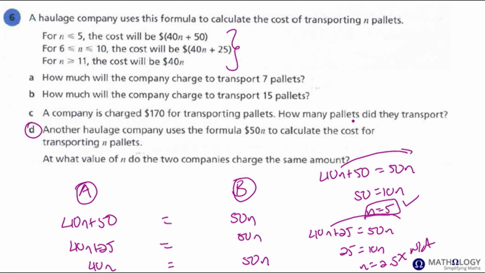So we mark that not applicable. And finally, 40n equals 50n, and the only value of n that makes this true is 0, and you can't have 0 pallets, so that's clearly also not applicable. So n equals 5. So when they transport 5 pallets, the cost of transporting those 5 pallets is the same for both companies.